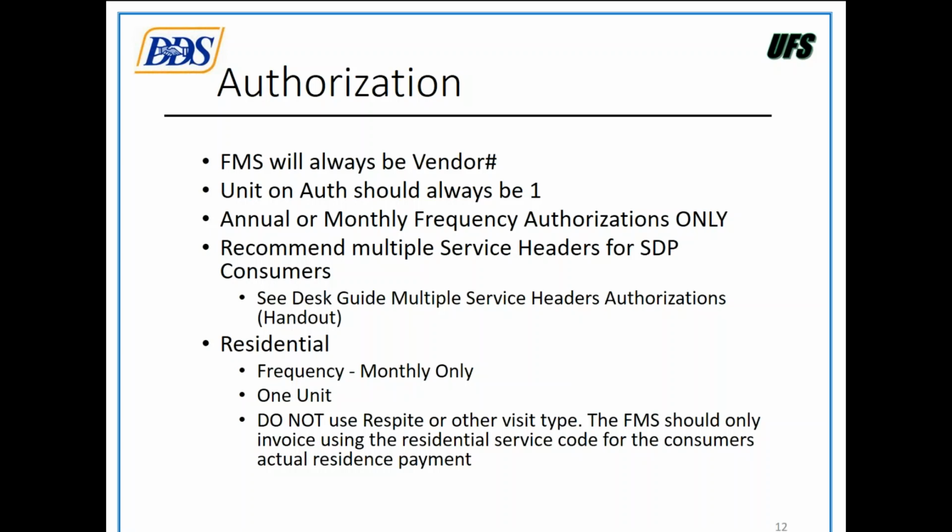The only exception to our authorizations for the frequency is the residential. Because of the source of funds, it does have to be set up as monthly. So for service code 321, you have to set up a monthly frequency authorization. And it can be combined in with your other service headers. It does not have to be separated out.